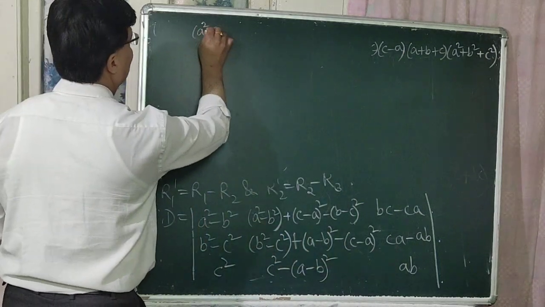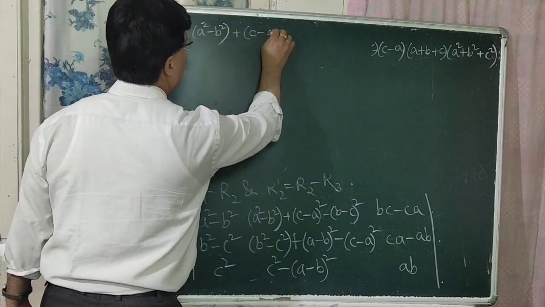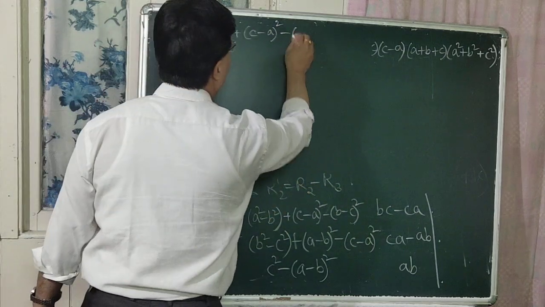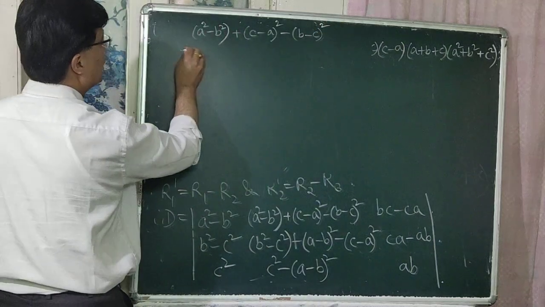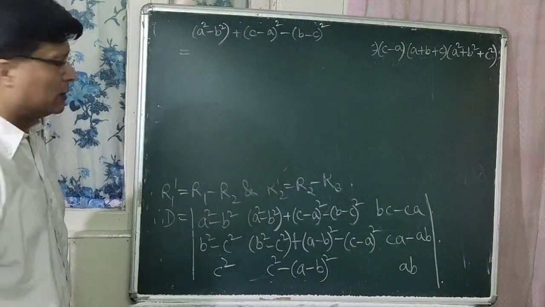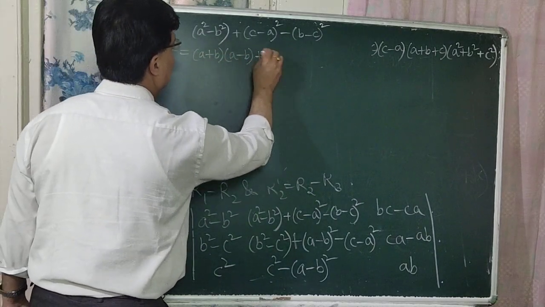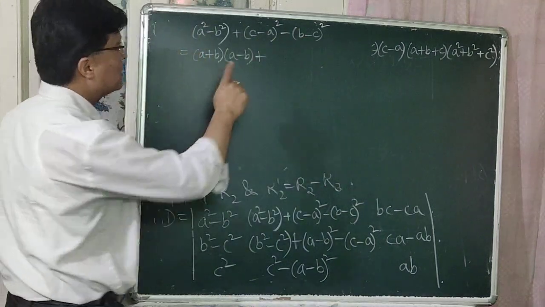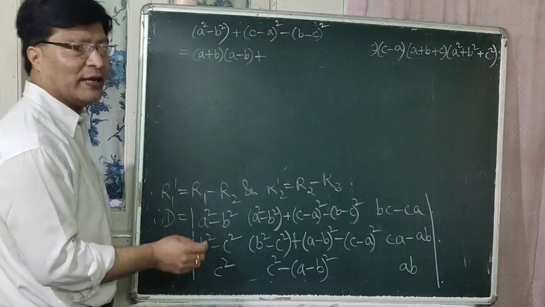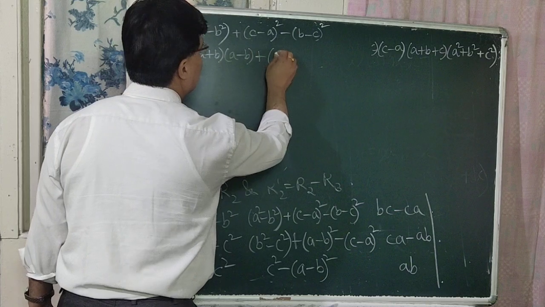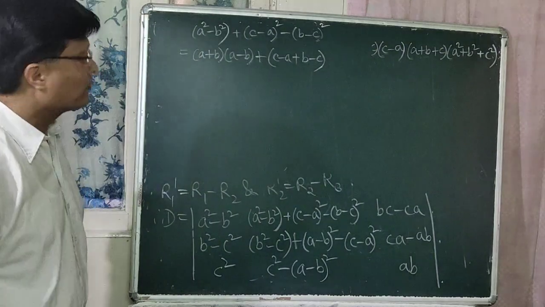So it is a square minus b square, plus c minus a whole square, minus b minus c whole square. How can we simplify it? You have to factorize it. This is a plus b into a minus b, plus this is also a square minus b square. Let us take c minus a as a and b minus c as b. So what is a square minus b square? a plus b into a minus b here also. So what is a? c minus a, plus what is b? b minus c. Next.